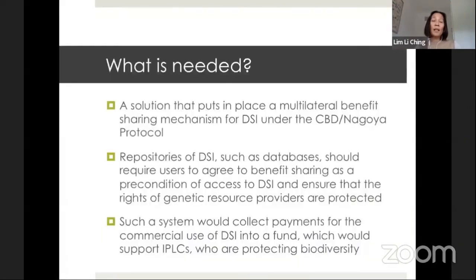And I think from our perspective, we really need an urgent solution that puts in place a multilateral benefit sharing mechanism for DSI under the CBD and the Nagoya Protocol. We very strongly feel that repositories of DSI, such as the databases, should require the users to agree to benefit sharing, make benefit sharing an obligation, and ensure that the rights of genetic resource providers are protected. And that such a system could collect payments for the commercial use of DSI into a fund, which would support particularly Indigenous peoples and local communities, who are the ones protecting our biodiversity.